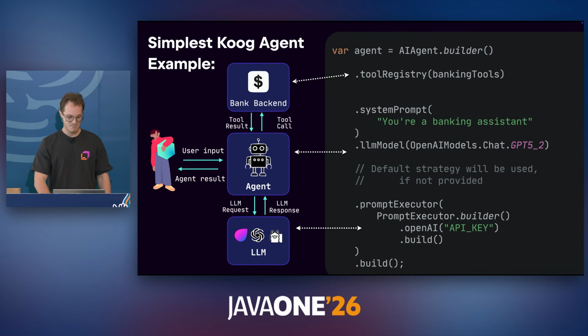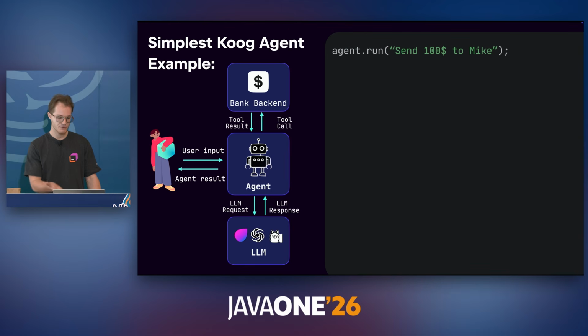In order to execute some user's problem, you just use agent.run. For example, the user is asking to send $100 to Mike. So what the agent will do is call different tools: it will get Mike's account, get the current balance, and send the money. So the user will be happy. Isn't that amazing, the world we are living in?